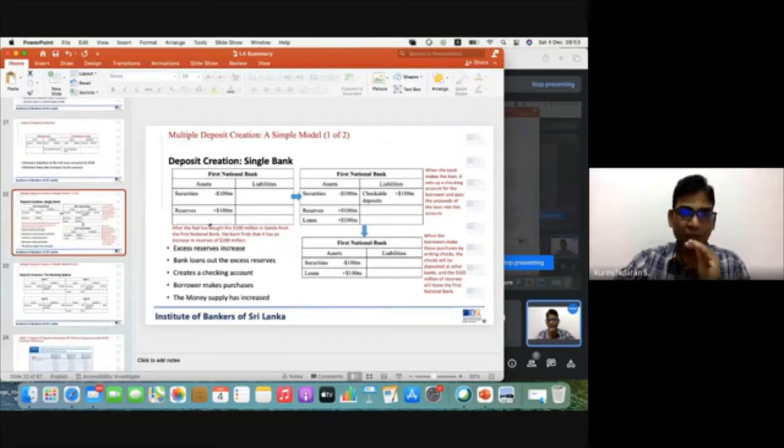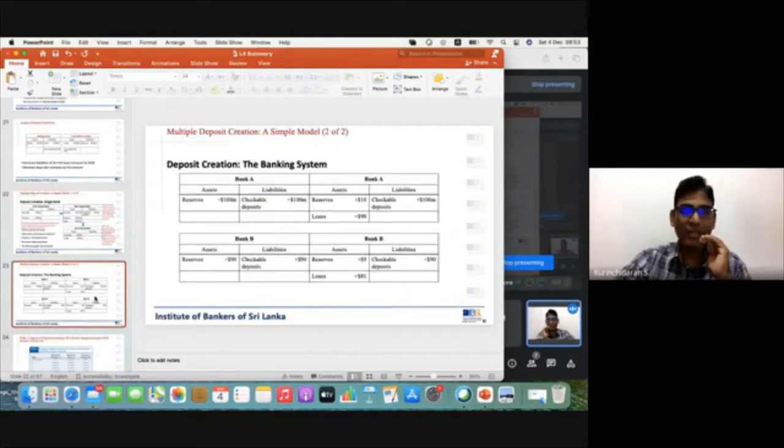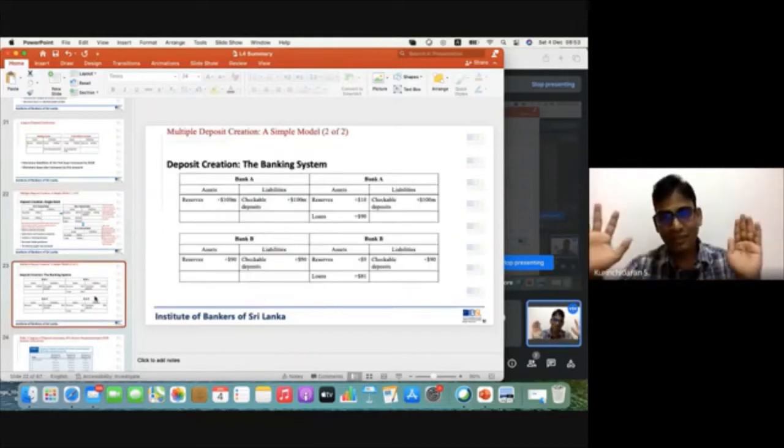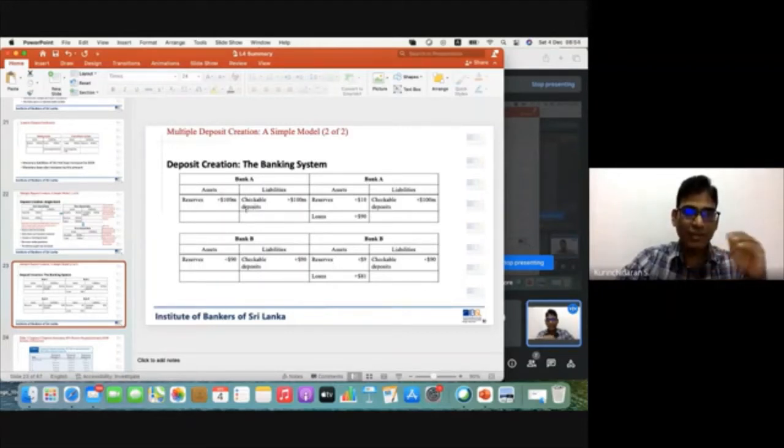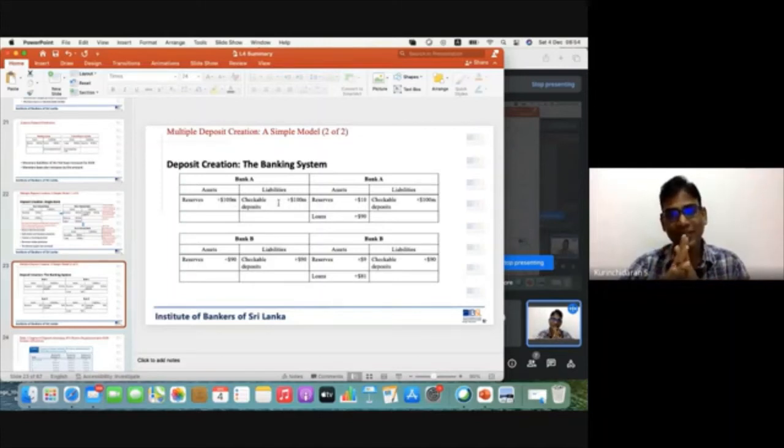Now, up to now, I discussed a single bank. So now you see multiple banks, maybe with more clarity from this example. If you take this bank A, let's assume its balance sheet has a reserve of 100 million and checkable deposits of 100 million. That means customers have deposited 100 million, and you have an equal amount as reserve at the central bank.